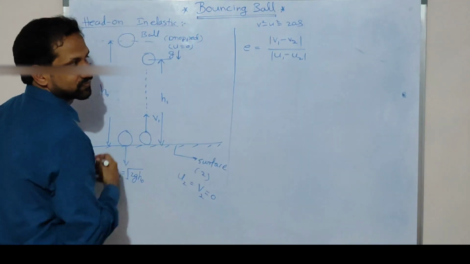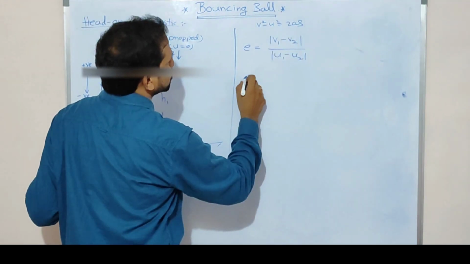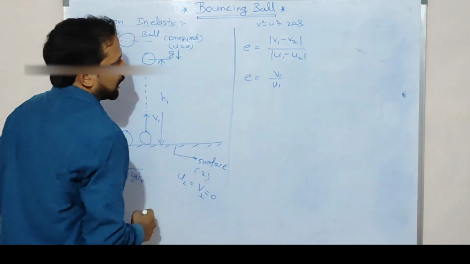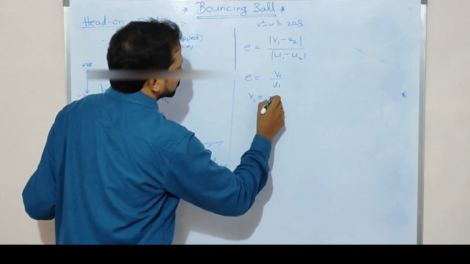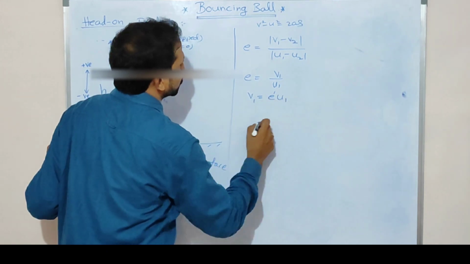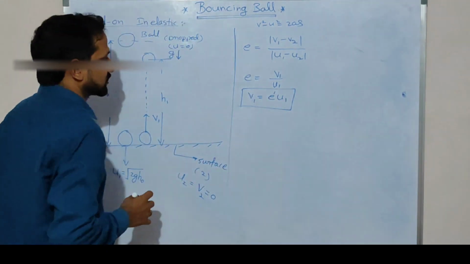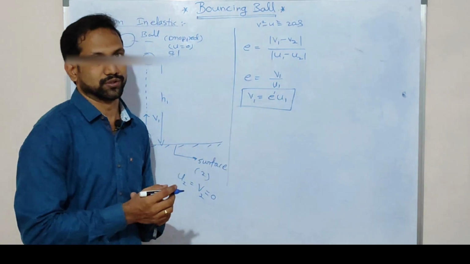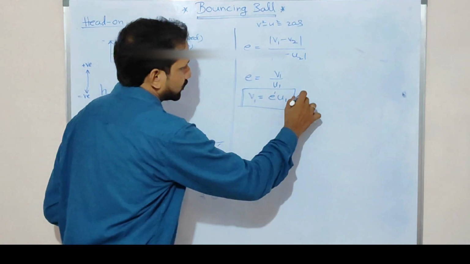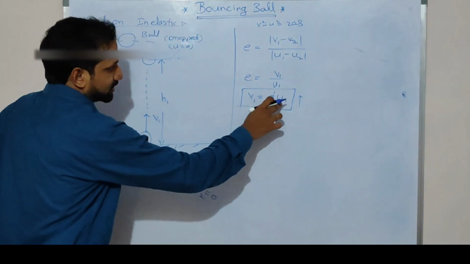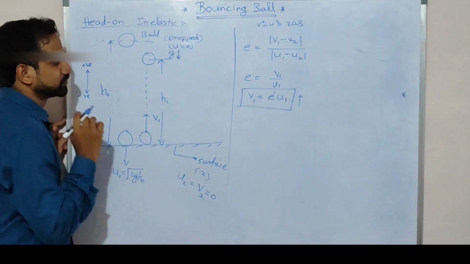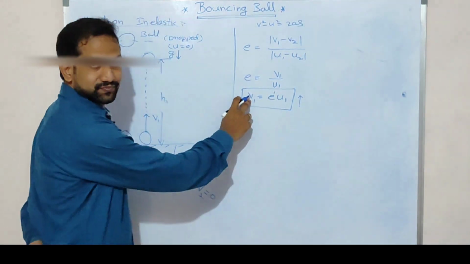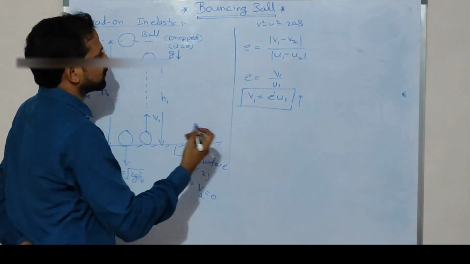V1 is what we need to find. If you substitute the values here, you will get V1 by U1, and we can say that V1 equals e power 1 into U1. That is, after the first impact the velocity of the ball will be e times U1. The direction of this V1 is upward, whereas the direction of U1 is actually downward.